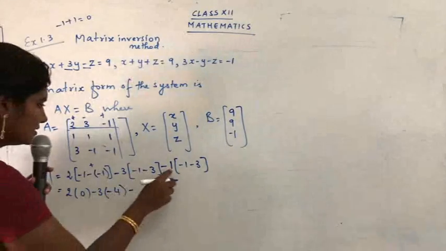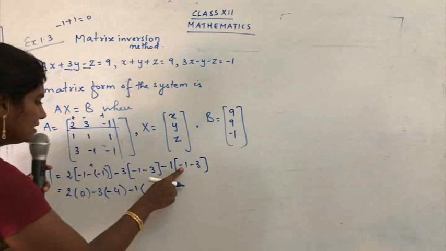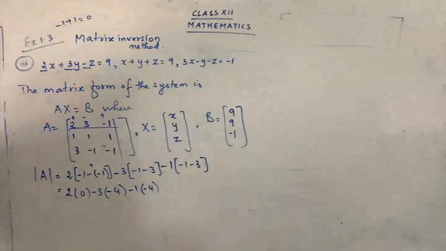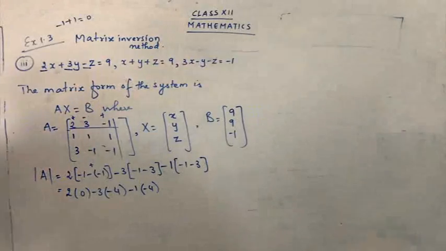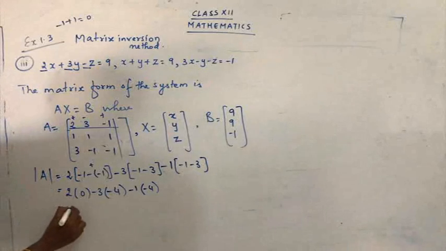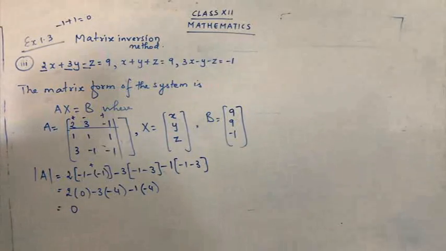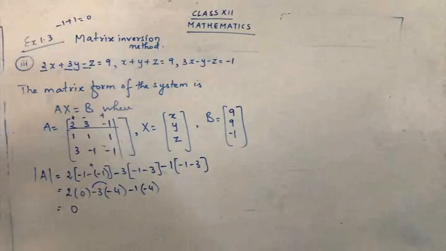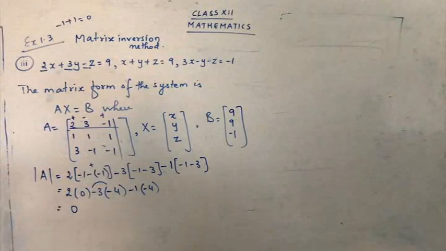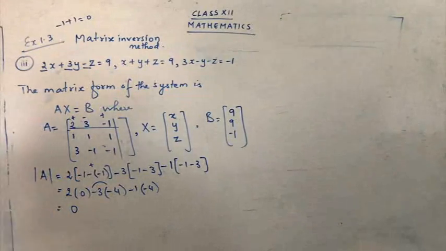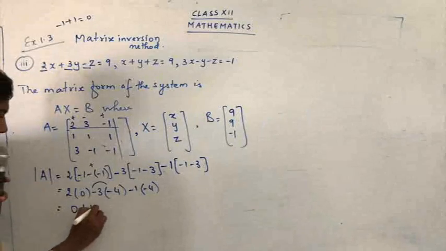Again here minus 1. Minus 1 minus 3. So already we have found the answer, yes children. So we have got minus 4. Let's do the simplification. So 2 into 0 gives you 0. Any number multiplied by 0 is 0. Minus 3 into minus 4. 3 4s are 12. Minus plus. So the answer is plus 12.